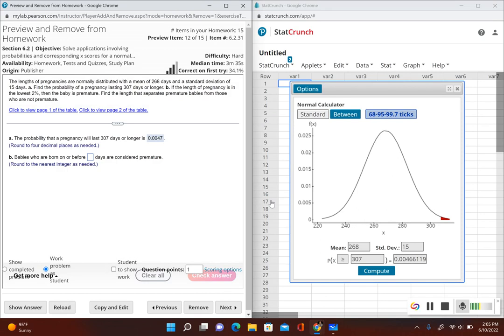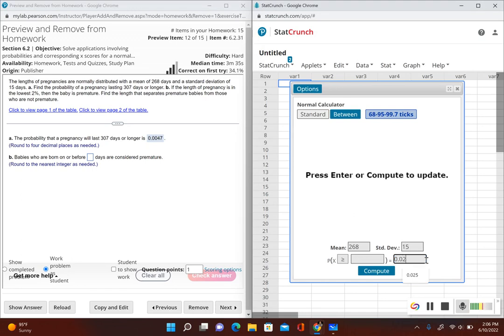Now for the next problem, babies who are born on or before blank days are considered premature. So now it's telling us, let's go back to the original problem, what it says. It says if the length of a pregnancy is in the lowest 2%, then the baby is premature. So I have to figure out how many days separates the lowest 2% from the upper 98%. So what we are given here is the area. We're given 2% is on the left-hand side. Remember, 2% as a decimal is 0.02.